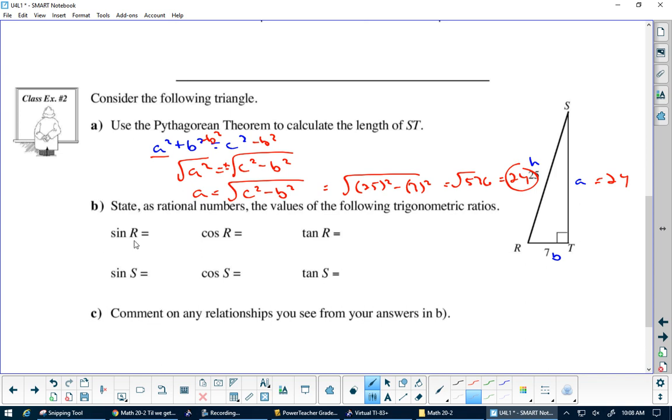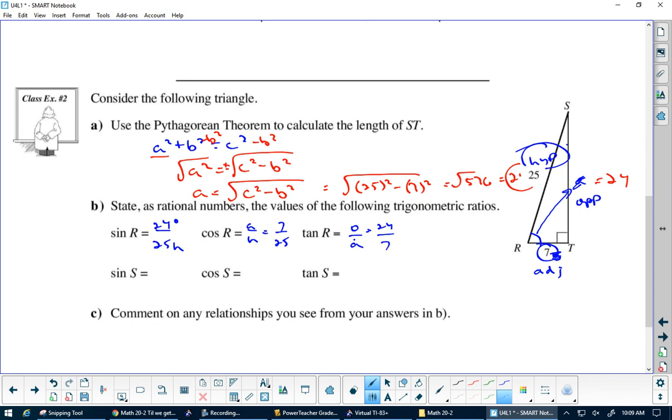Okay, so now that we have this, sine R. From R, this would be the opposite. This is the adjacent, and the hypotenuse does not change. So sine R is opposite. Maybe I'm just going to get rid of this A right now because that might be confusing us. The opposite is 24, and the hypotenuse is 25. You see the 25 right here, over 25. Opposite over hypotenuse. Cos is adjacent over hypotenuse. Adjacent is 7, and my hypotenuse, again, 25. And tan is opposite over adjacent, so opposite 24, adjacent 7.